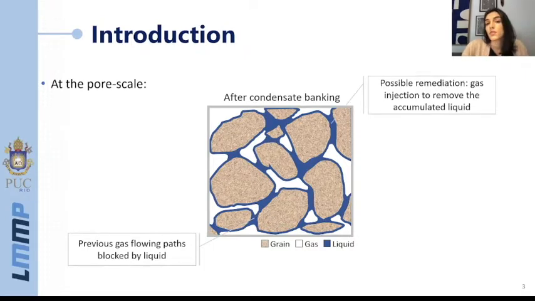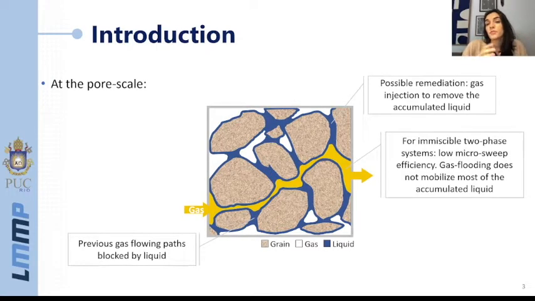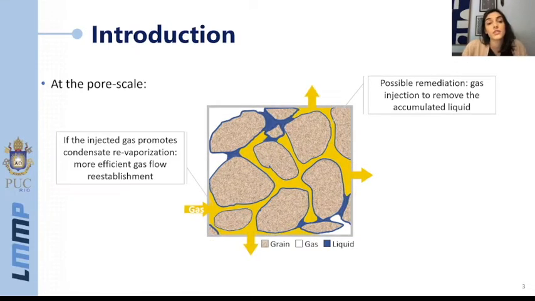So when this happens, a possible remediation is to inject gas in the reservoir and to remove this accumulated liquid. But the problem is that for immiscible two-phase systems, we have a low microscopic efficiency. So if we try to inject gas to move the liquid, the gas probably would find those preferential paths to flow, and most of the liquid would remain in the porous medium. So in this case, what we wanted to achieve is the injection of a gas that also promotes the condensate revaporization, so that we can have a more efficient gas flow reestablishment.